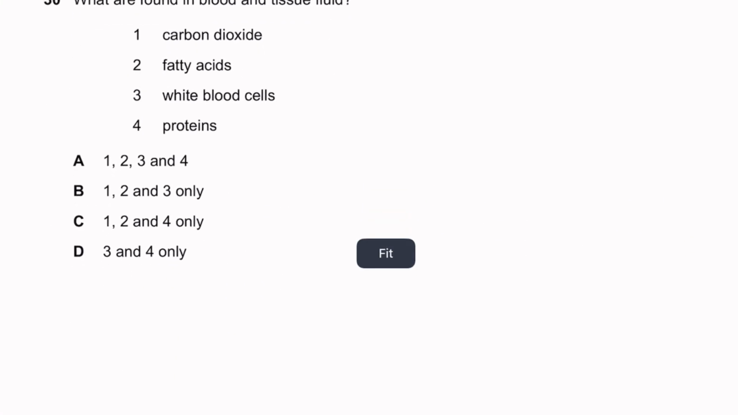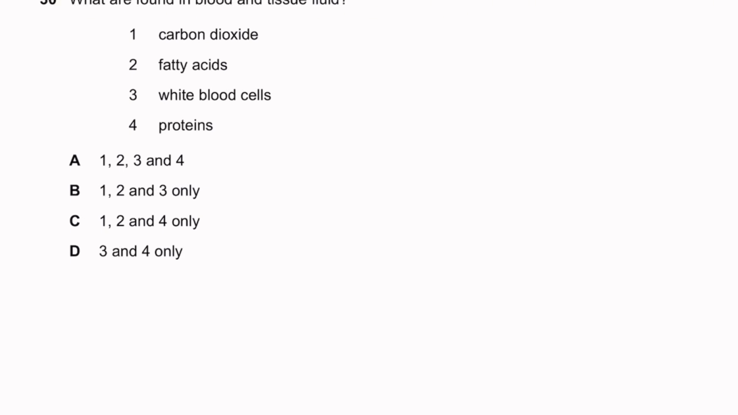Okay, what are found in blood and tissue fluid? Carbon dioxide, fatty acids, white blood cells, proteins. In blood and tissue fluid, yes, there is carbon dioxide. Fatty acids, are they found in blood and tissue fluid? Definitely. Fatty acids could be found in blood and tissue fluid. White blood cells, yes, they both are found in this and that. Proteins, yes, actually, even though it might sound confusing. How do you mean there's proteins in tissue fluid? There are proteins in tissue fluid, but that does not mean that these proteins have left from the blood, and it also doesn't mean that they are big proteins like the globular proteins, globulins and everything.